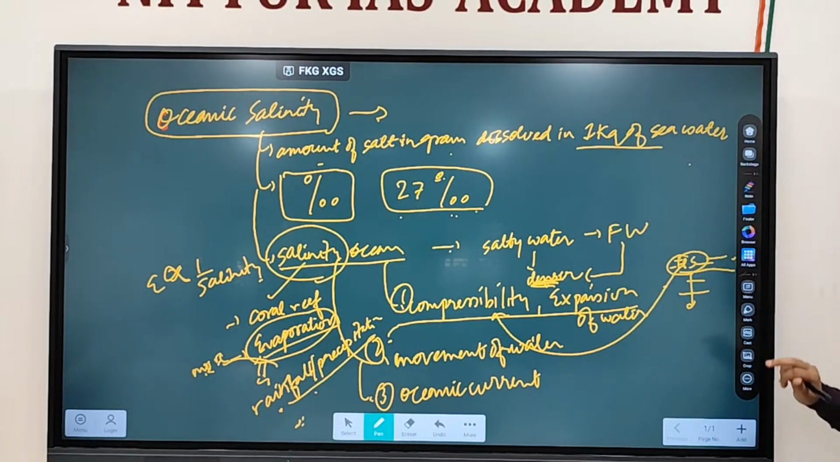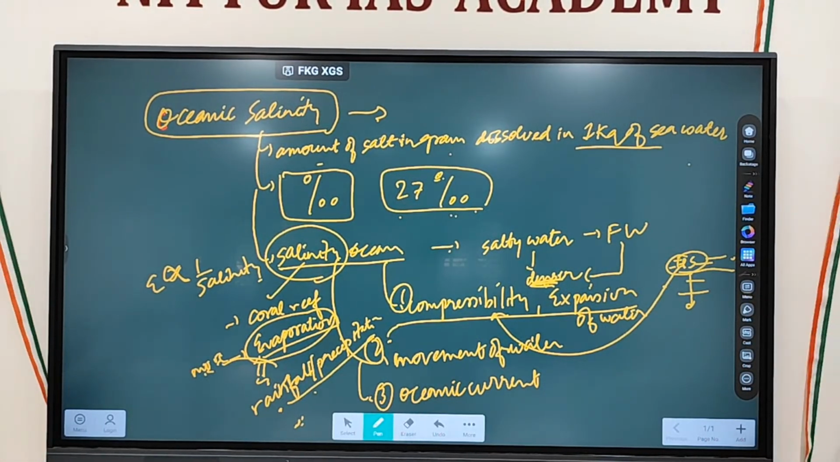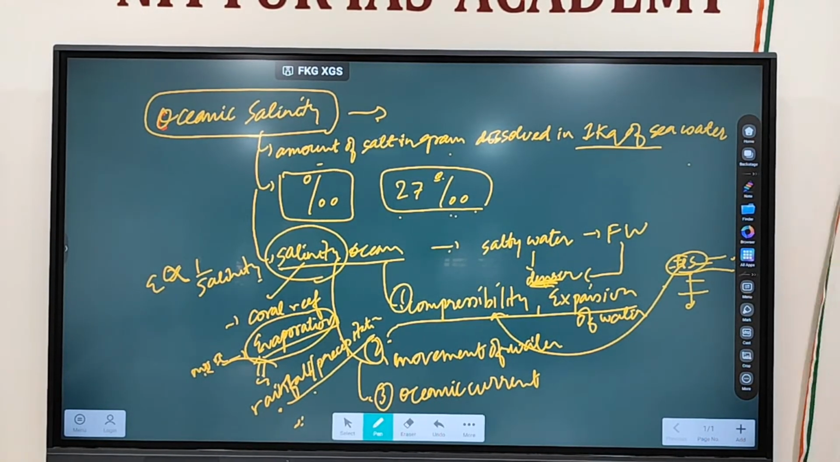Fine? When compared to freshwater lakes and the oceans, where is the rainfall more? See, it depends upon location also. When we are talking about lakes present in the polar region, or lakes present in the temperate region, they'll have lesser rainfall than the oceans. Clear? So it depends upon location also.